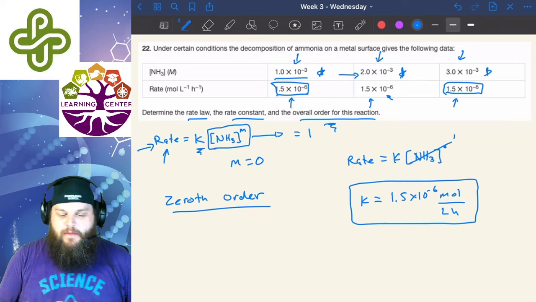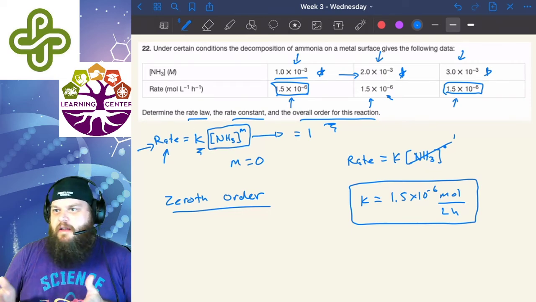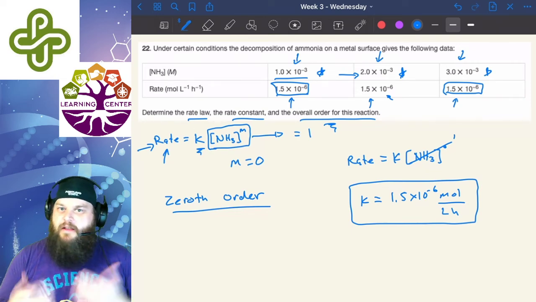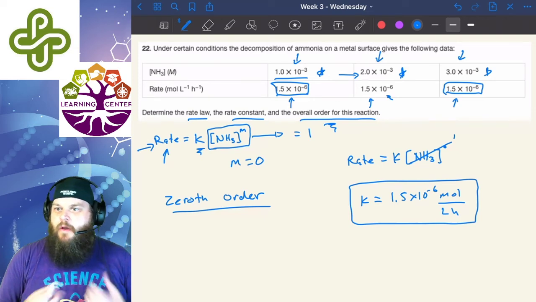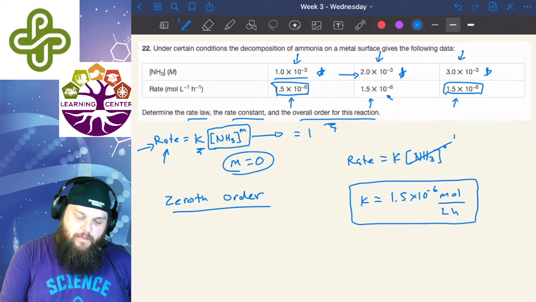But that's how we determine these. We look at the change in molarity and we compare that to the change in rate. And depending on that ratio, we can determine what this exponent is for m.